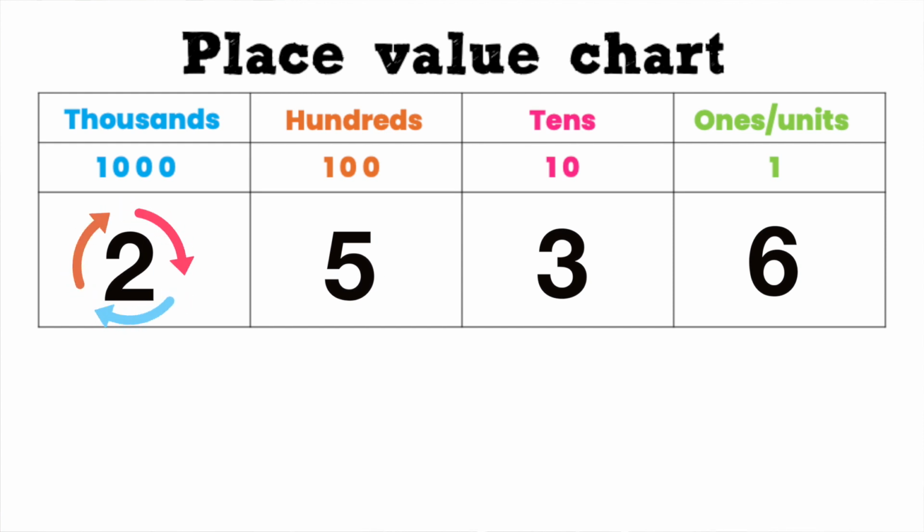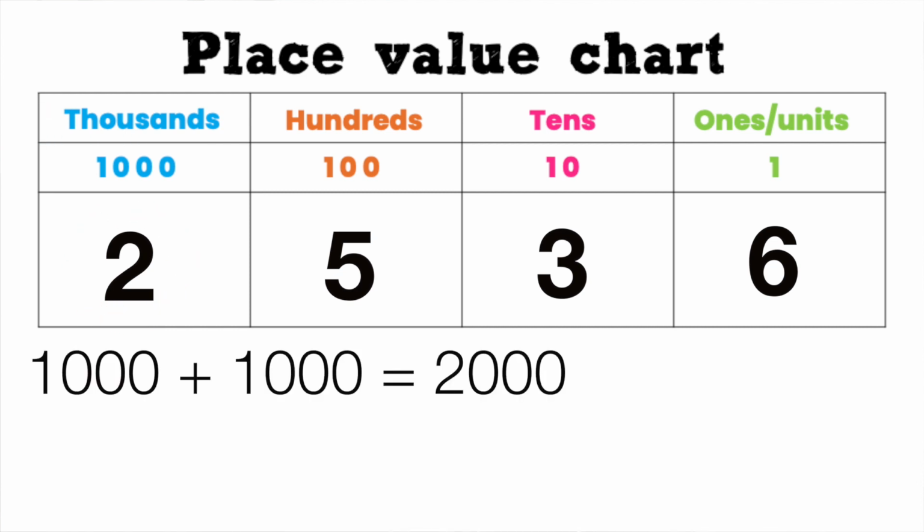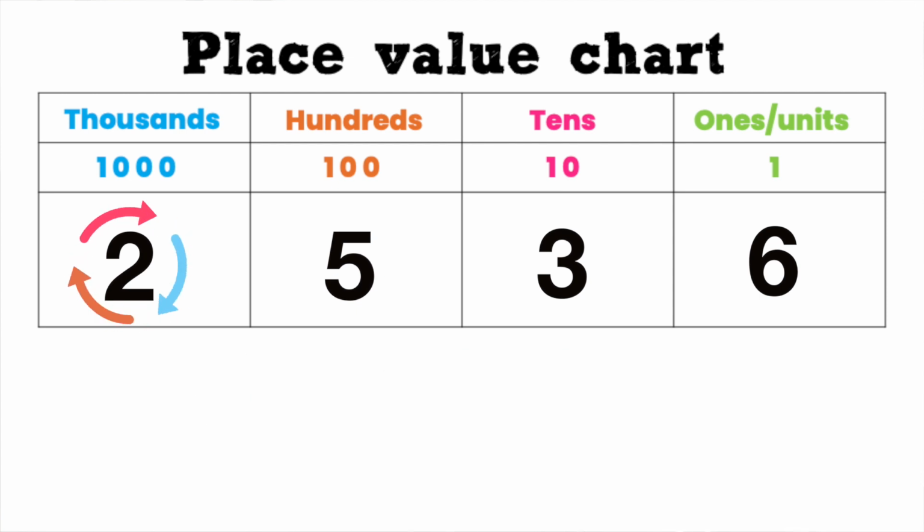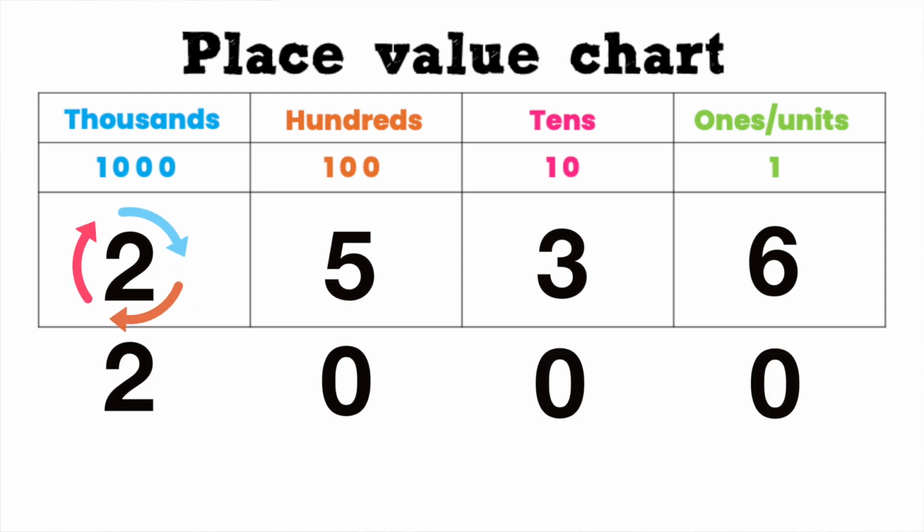Now let's move on to our last digit, which is digit 2. Okay? And 2, as we can see on the place value chart, falls in the thousands place. So that tells us that we've got 2 groups of 1000. So that is 1000 plus 1000. And that gives us 2000. Or we can multiply. And we can say 2 times 1000 equals 2000. And again, we can clearly see that the value of the digit 2 in the number 2536 is 2000.